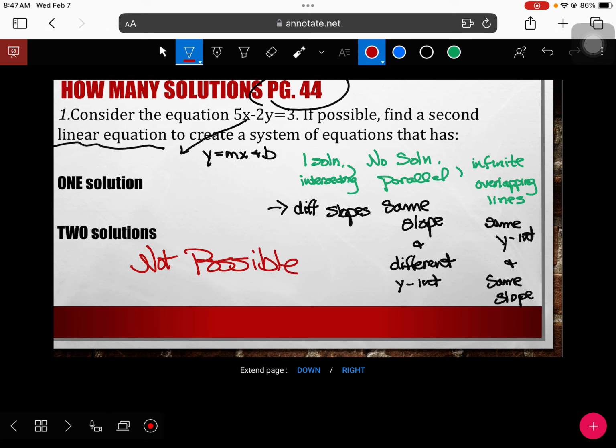Okay. One solution, get this first equation in y equals mx plus b, and then make up any other different kind of line. As long as it has a different slope, you should be okay.